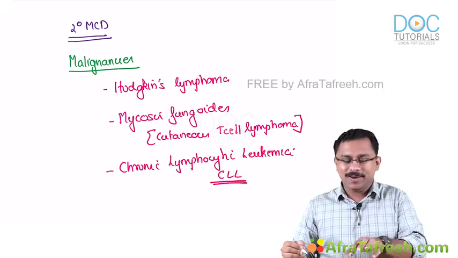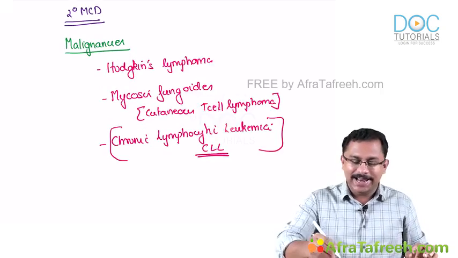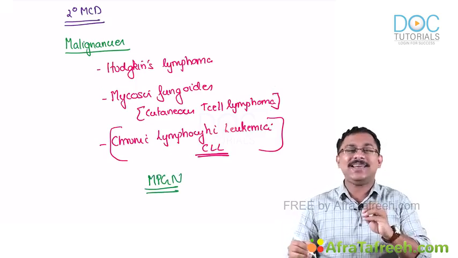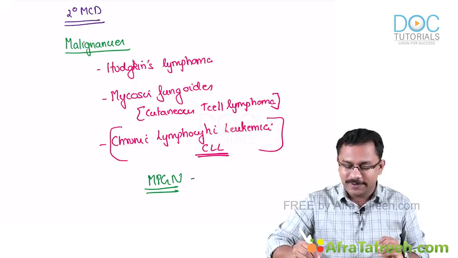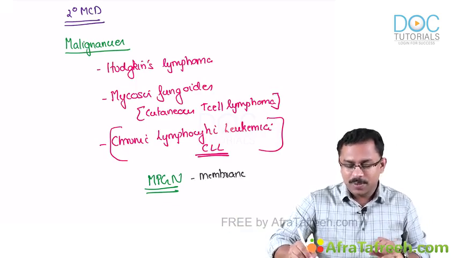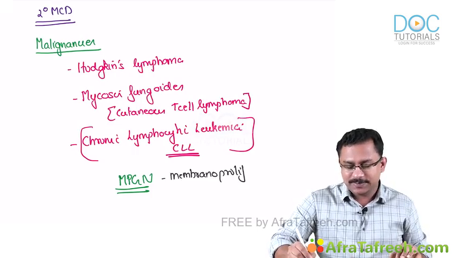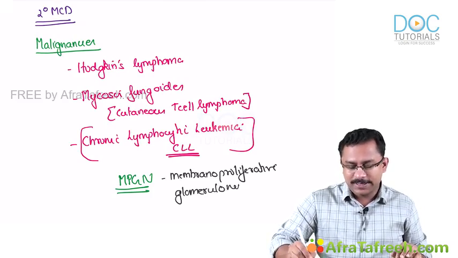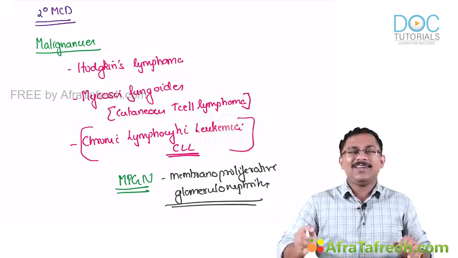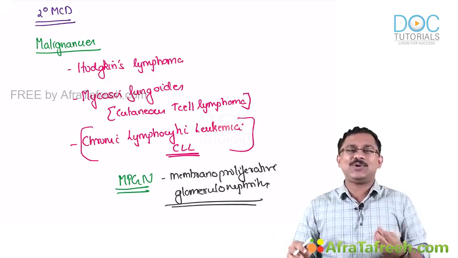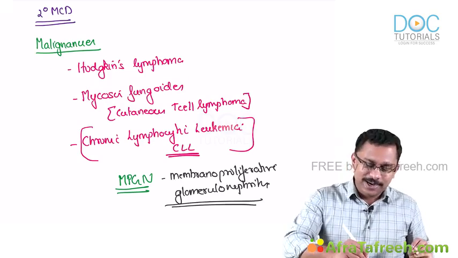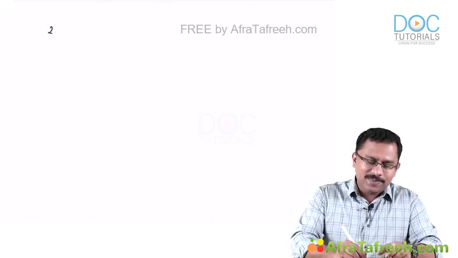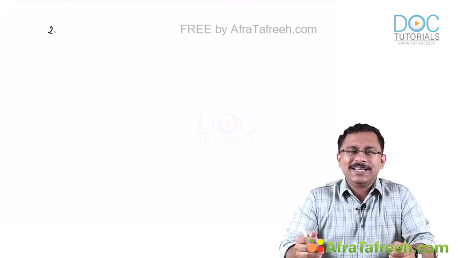But at this point of time, let me remind you that usually in CLL we are more likely to get MPGN. What is MPGN? Membranoproliferative glomerulonephritis. That is what commonly occurs in CLL, but you may also get a minimal change disease. So one is you can have association with malignancies, secondary minimal change disease. Maybe even in thymomas also you may get minimal change disease.